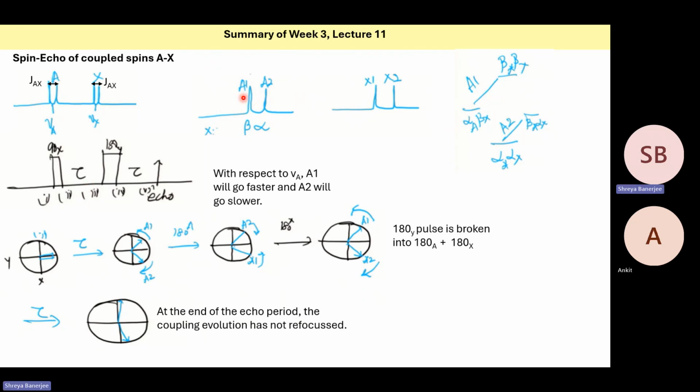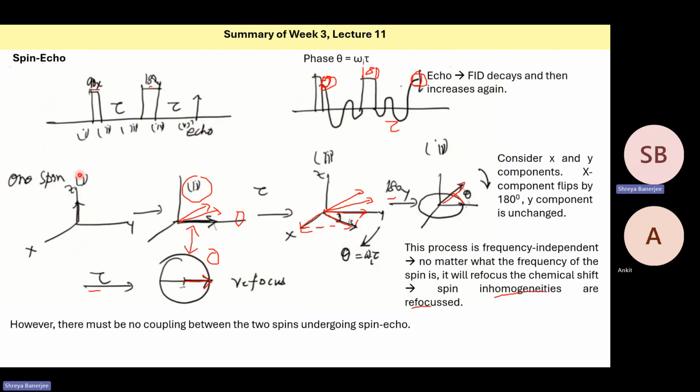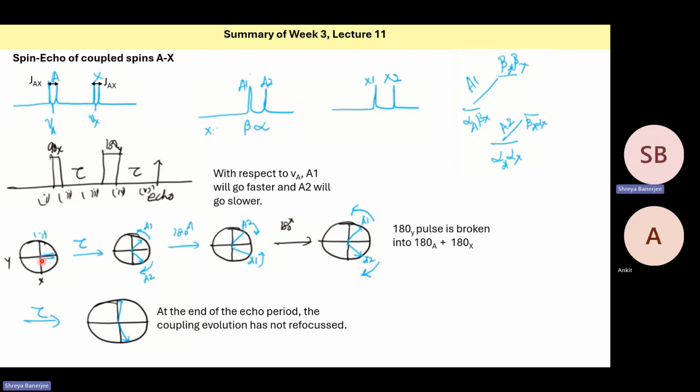So now let us consider the A system. A system has two spins, A1 and A2, shown by two blue arrows here. When the A system undergoes a 90x pulse, both A1 and A2 come down from the Z axis to the Y axis. Here just the transverse plane has been shown. So it was in Z and then it came along Y after the 90x pulse.